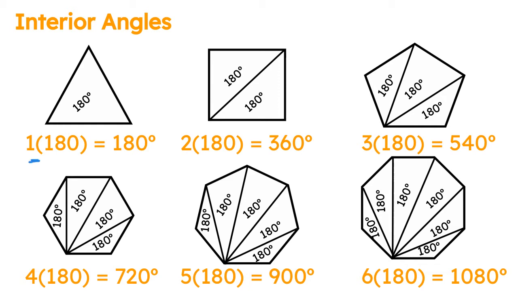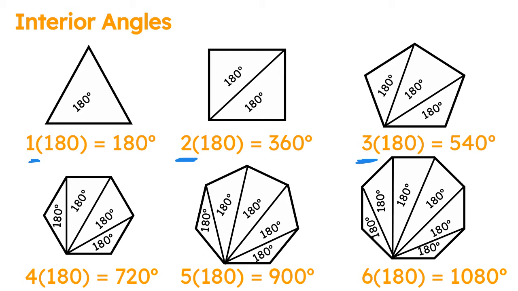So, 1 times 180 is just 180. The quadrilateral was split into 2 triangles, so I multiplied that by 180 to get 360. The pentagon was split into 3 triangles, so I multiplied that by 180 to get 540. And then you can see that I did the same thing on the bottom here as well: 4 times 180, 5 times 180, and 6 times 180 to get the interior angle sum.